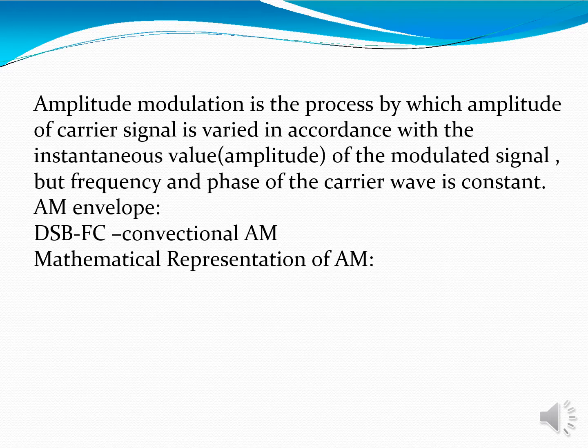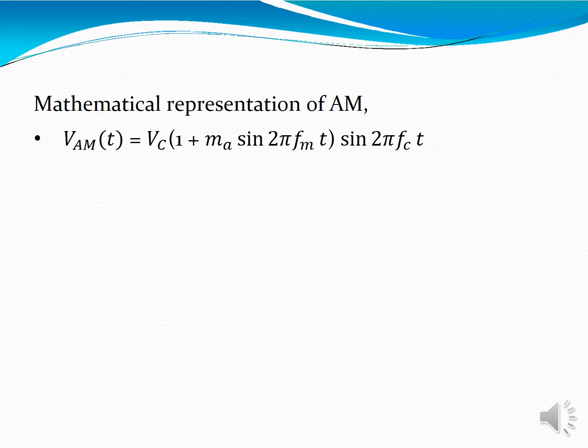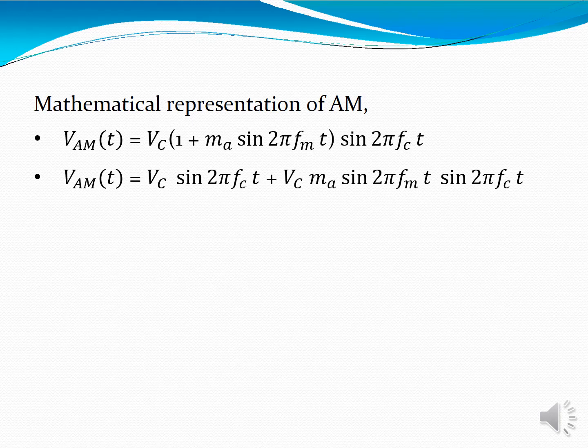Then we have to see the mathematical representation of AM. Here Vam(t) is equal to Vc into (1 plus Ma sin 2 pi Fm t) into sin 2 pi Fc t. So Vam(t) is equal to, multiplying Vc into the bracket term, Vc sin 2 pi Fc t plus Vc Ma sin 2 pi Fm t into sin 2 pi Fc t.